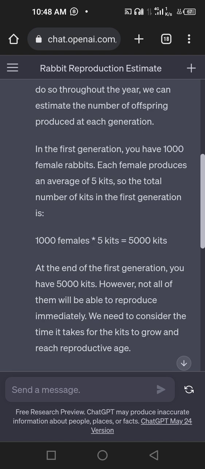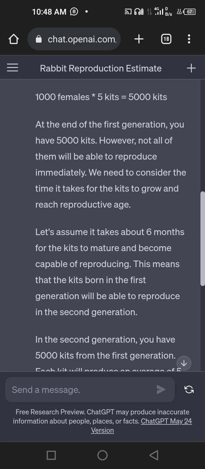In the first generation, you have 1,000 female rabbits. Each female rabbit produces an average of 5 kids. So the total number of kids in the first generation is 1,000 females times 5 kids, which equals 5,000 kids. Okay, now that's obviously the first month. Now, at the end of the first generation, you have 5,000 kids. However, not all of them will be able to produce immediately.